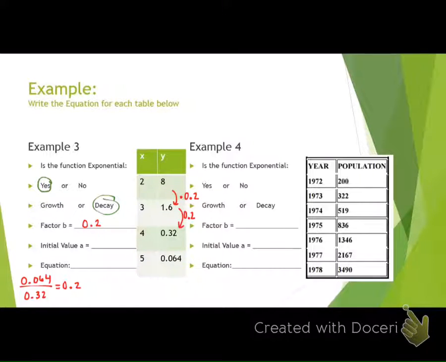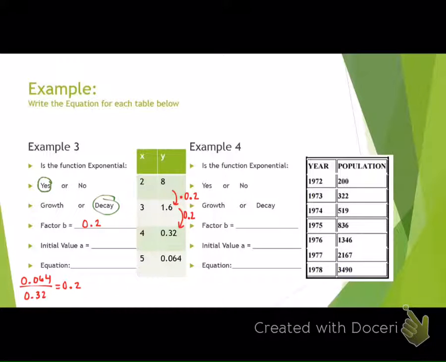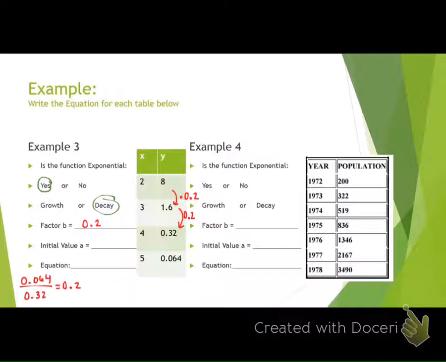Isn't it getting smaller and smaller in the chart? So if you know it's exponential already and you look at the chart and they're getting bigger, it's growth. And if it's getting smaller, it's decay. Or you can look at the growth factor or decay factor. Sarah, what's my initial value in this one? 200.